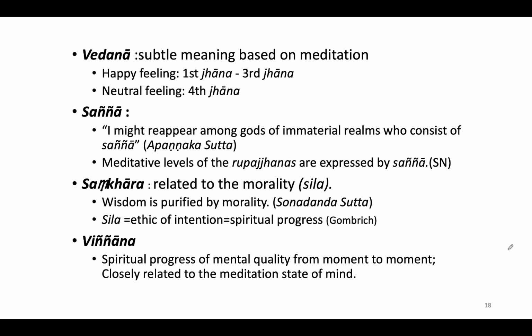So Vedana has a certain meaning based on meditation. It appears first, up to the 3rd jhana, as a happy feeling. In the 4th jhana, it appears as neutral feeling. Sanya is represented in the immaterial plane, the immaterial realm. The meditative levels of the Rupa jhana are expressed by sanya.